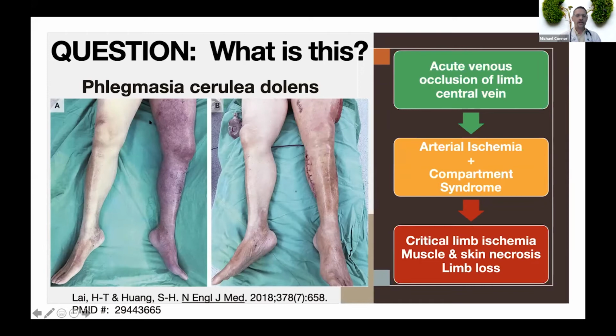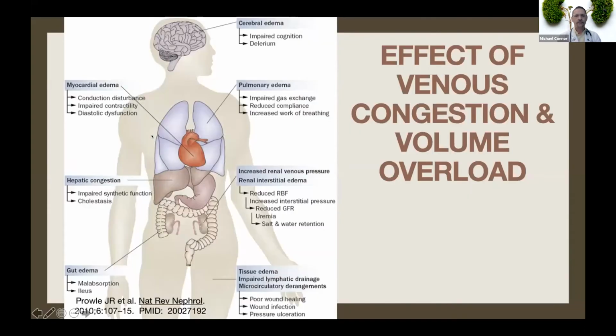Acute venous hypertension can have impairment in drainage of your visceral organs, for example. So imagine this happening if you have really high CVP and your kidney can't drain, and suddenly your kidney is looking like this. So the effect of venous congestion and volume overload is really quite plentiful. You get all sorts of organs that become dysfunctional as you get venous hypertension and venous congestion.